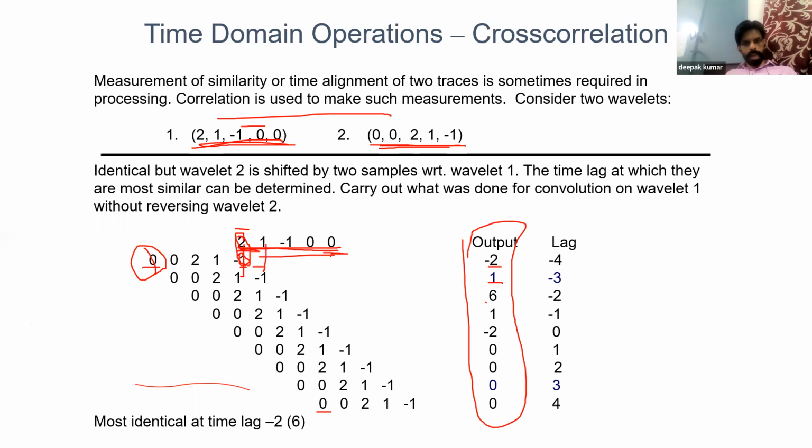And we can see here maximum cross correlation is happening, that is 6 is happening for lag 2. That means only 2 places are left for this. Oh, sorry, here left for this.